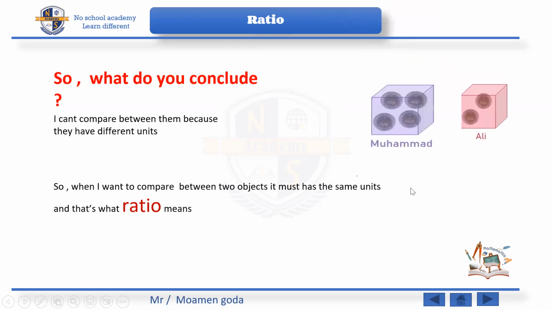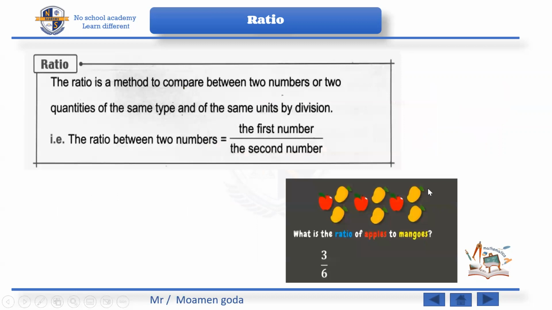Here I have the money with Ali and the money with Muhammad. Now I have the same units, so I can compare between them by using ratio. That means Muhammad has 2 pounds for each 4 pounds for Ali. So the ratio here I can express it by 2 over 4 or 2 to 4. And this is the meaning of ratio.